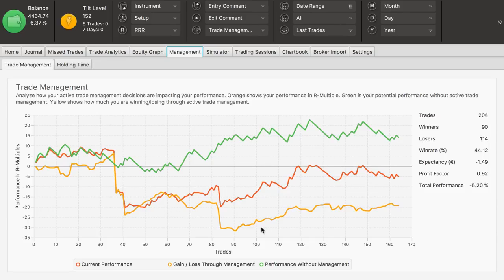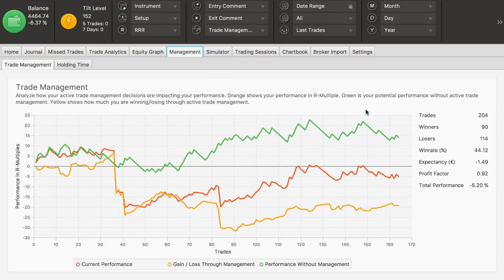The first one obviously is that the green graph is above the orange line, which means that the performance without trade management is above his current performance, which means that he is mismanaging his trades. If he would just enter the trade and then let either price hit the take profit or the stop loss order without interfering with the trade, he would have had a better trading performance. So if you see that the green graph is above the orange one, it means that by actively managing, or in this case mismanaging his trades, he's losing his performance, or is worsening his performance at least.